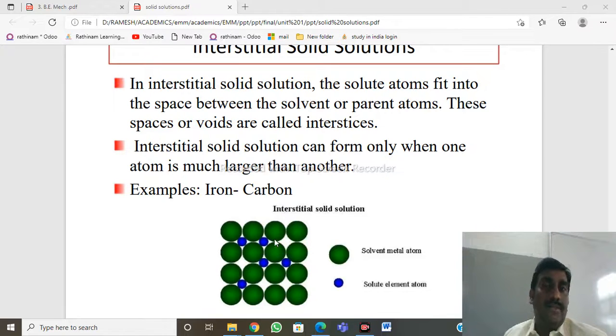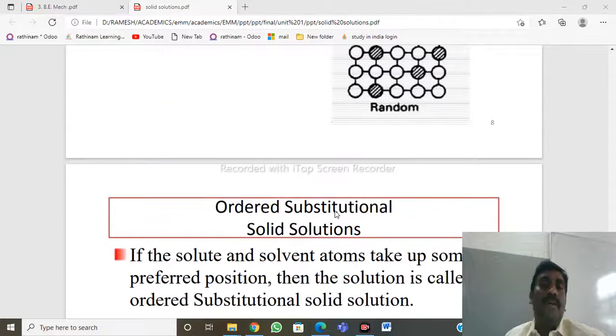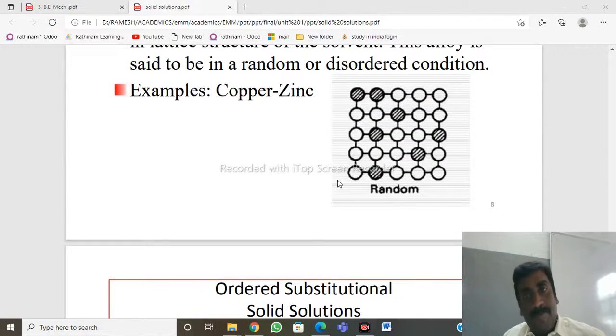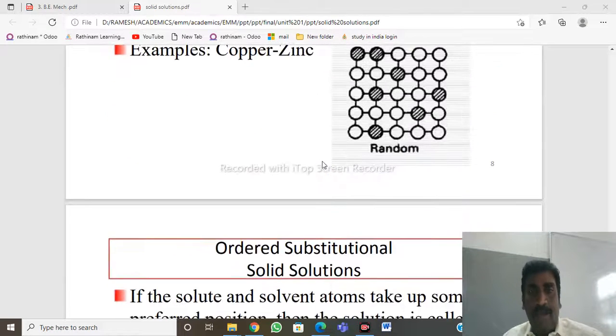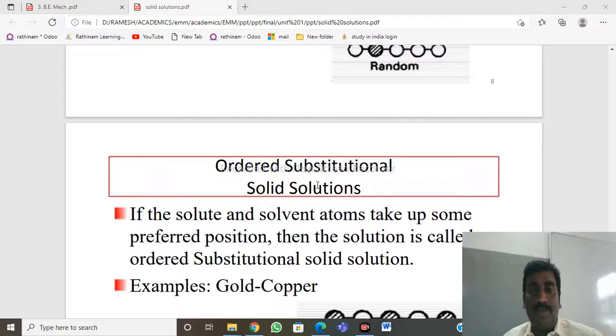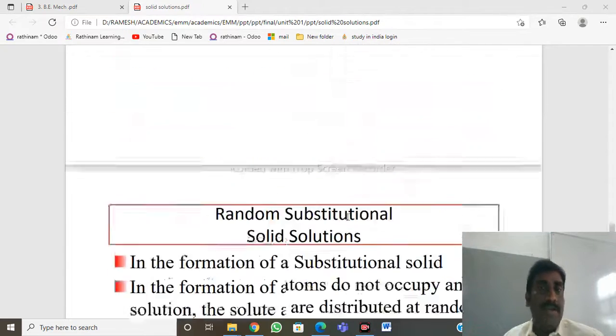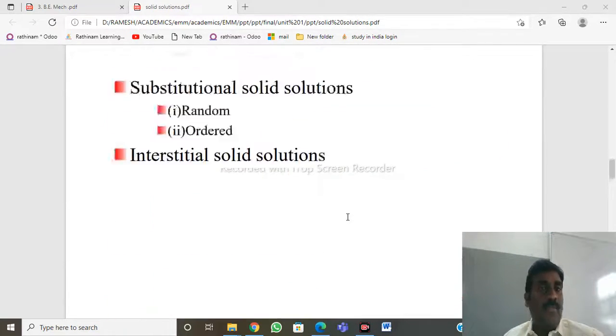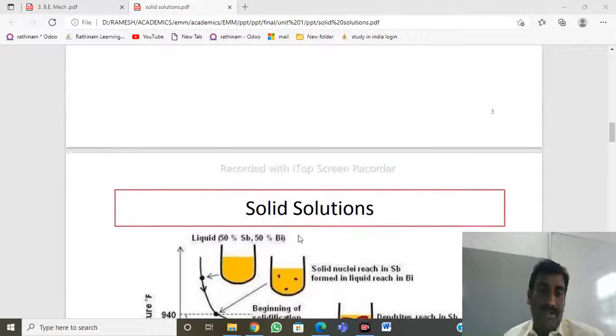So these solid solutions can be framed into interstitial and substitutional methods. Substitutional methods contain two types: random substitutional method and ordered substitutional method. So this is nothing but about the solid solutions. Thank you.